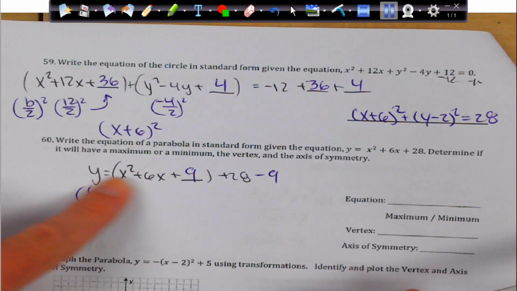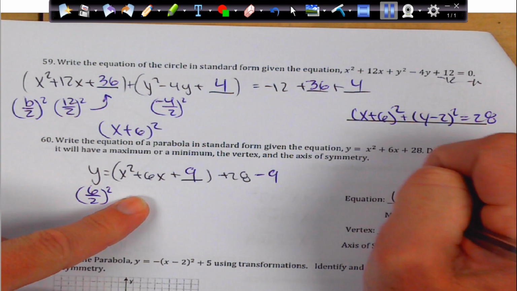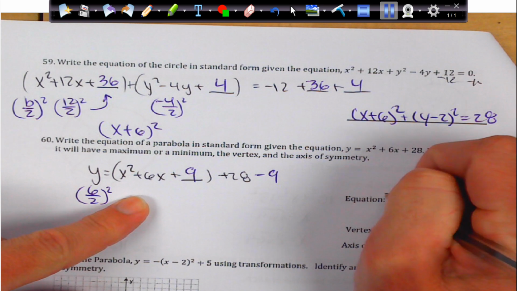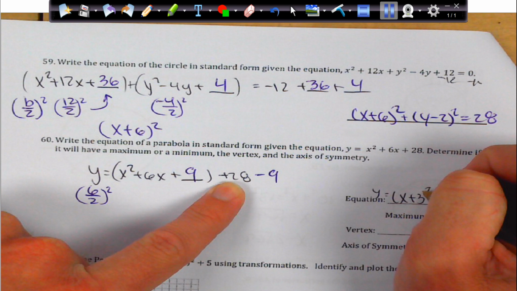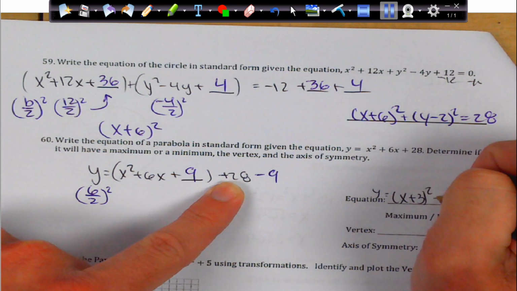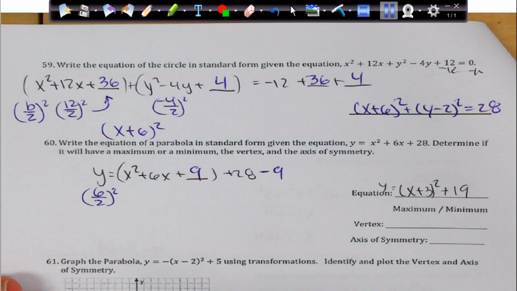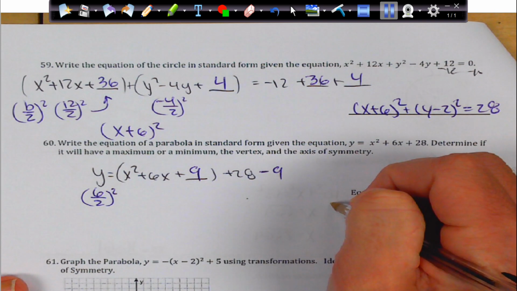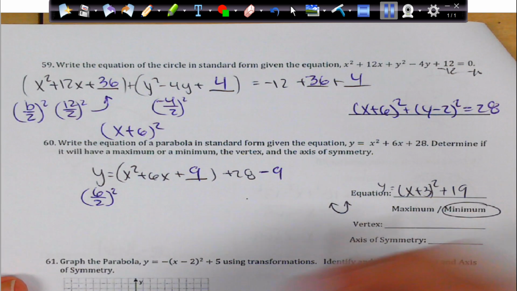This right here is going to give me 3 times 3 gives me 9, 3 plus 3 gives me 6, so x plus 3 squared. And then this is 28 minus 9, which should be, what, 19 on the outside. So our a value right there is positive, which means my graph is going to look like this, going up. So that means I have a minimum.